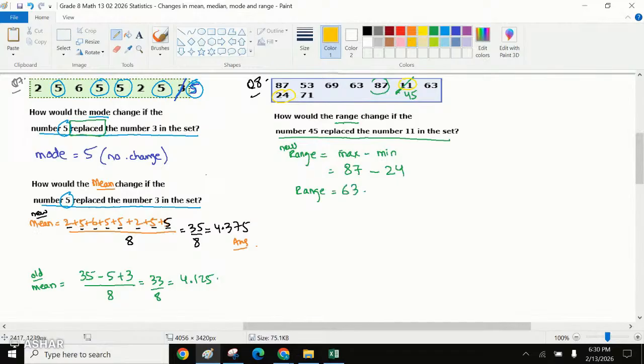Let's see what was the old range. We will find the difference, the change. The maximum minus this is our answer that was required. The maximum number was not changed. It's still 87. But the minimum number previously was 11. So the old range for the given question was 76, which has been reduced because the minimum number has been changed.